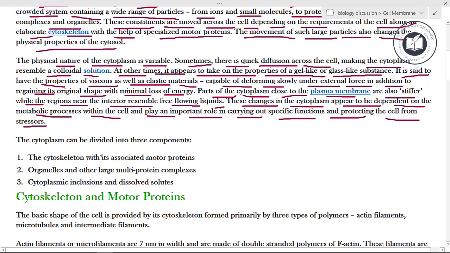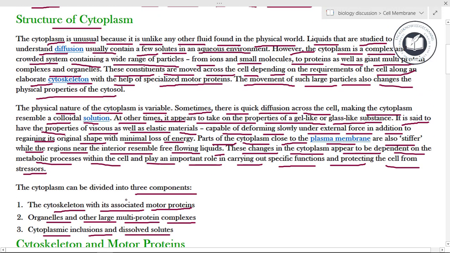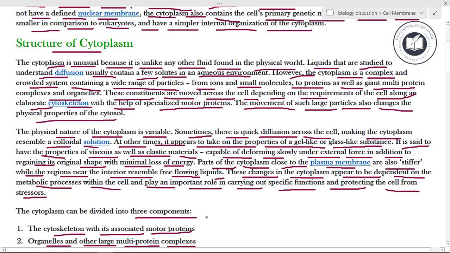The cytoplasm can be divided into three components: the cytoskeleton with its associated motor proteins, organelles and other large multi-protein complexes, and cytoplasmic inclusions and dissolved solutes.